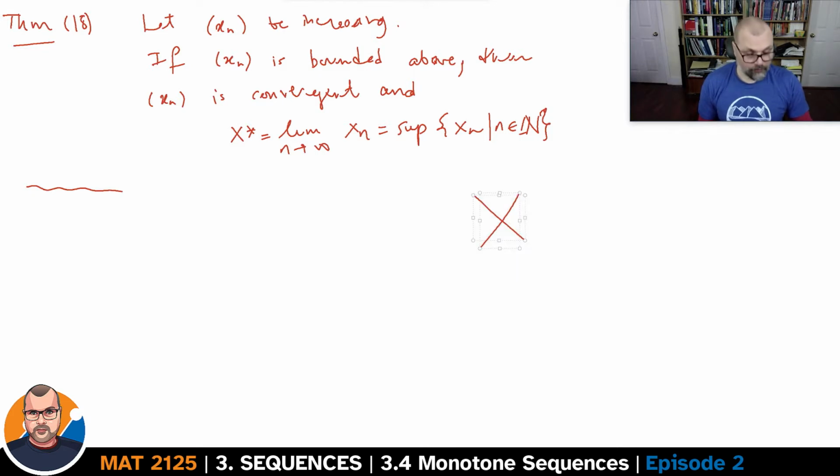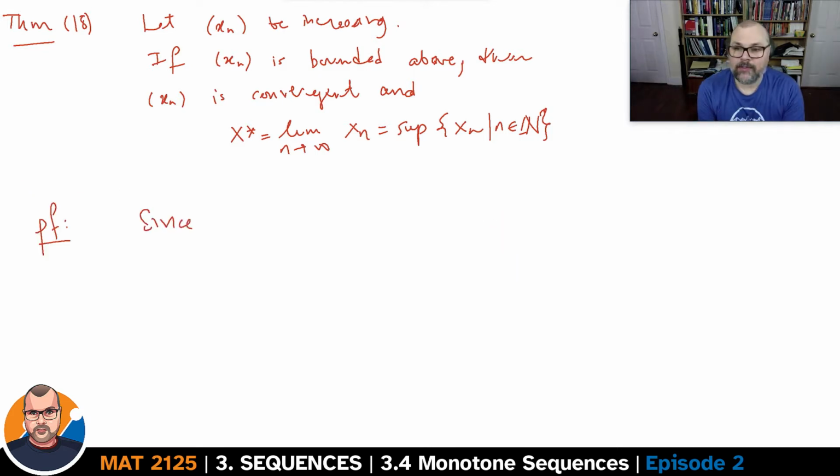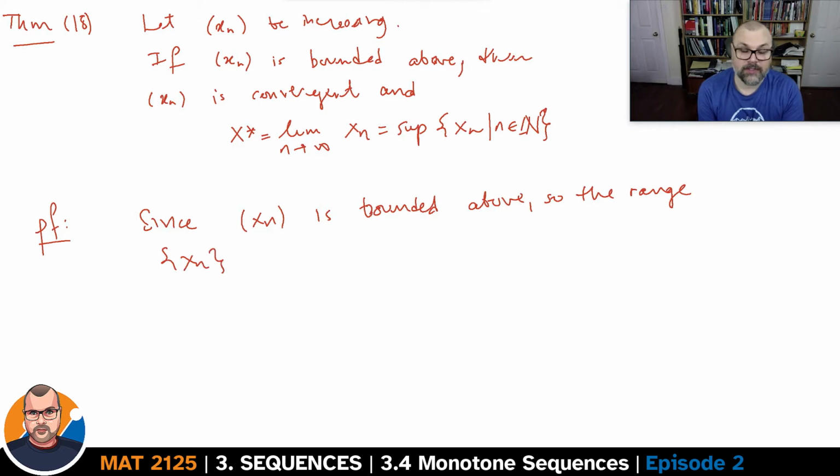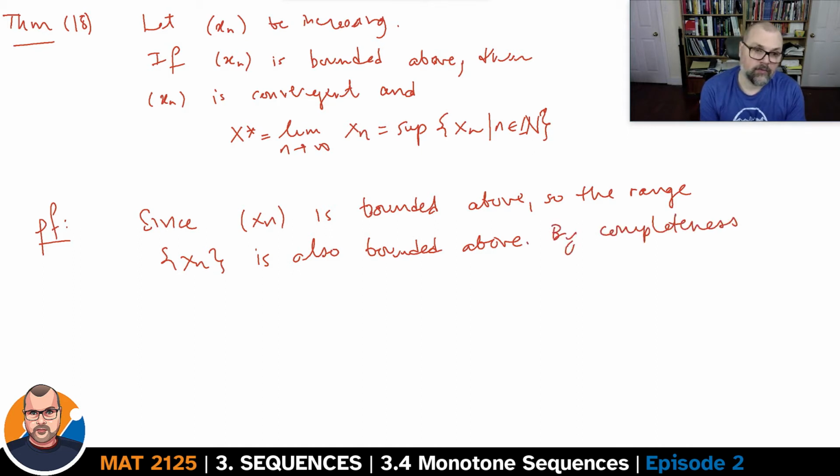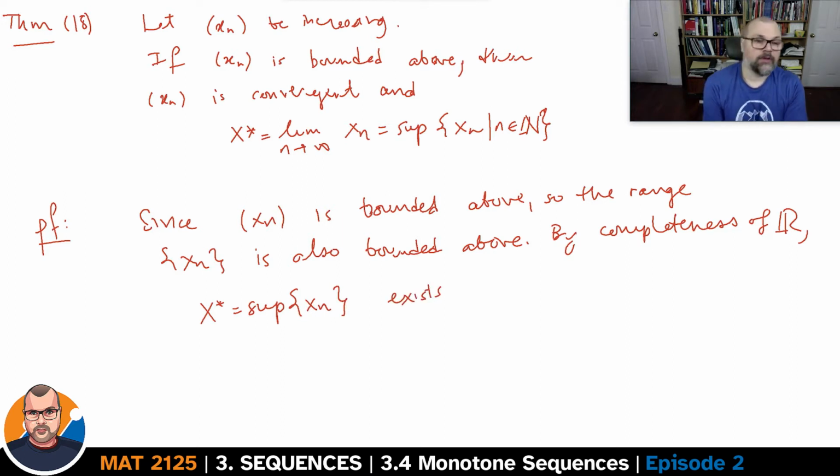Move on to the proof. Now the sequence xn is bounded above, so the range of values that the sequence can take is also bounded above. By the completeness of R, the supremum of the range of values exists. The only thing that remains to show here is that the supremum is in fact the limit of the sequence.